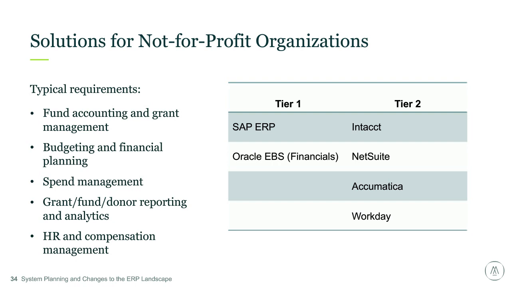And the Tier 1 systems, SAP ERP and Oracle EBS, that's Oracle Financials. And for Tier 2, Intacct does very well here. NetSuite, Acumatica, and Workday. Those are the systems we see most frequently for not-for-profit in the Tier 2 category.